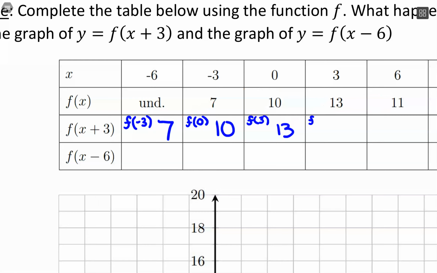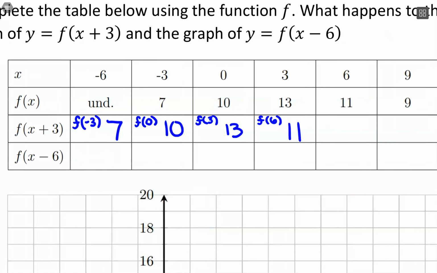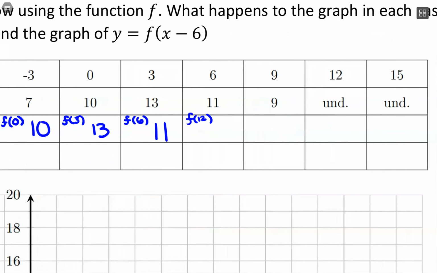So let's keep looking at these. This is f of 3 plus 3, which is f of 6. So really we're looking at an output of 11. I jumped over. 6 plus 3 is 9, so this would be 9. F of 9 plus 3 is 12, this would be undefined. And f of 12 plus 3 is 15, undefined. F of 15 plus 3, 18, which isn't on the table, so that's also undefined.